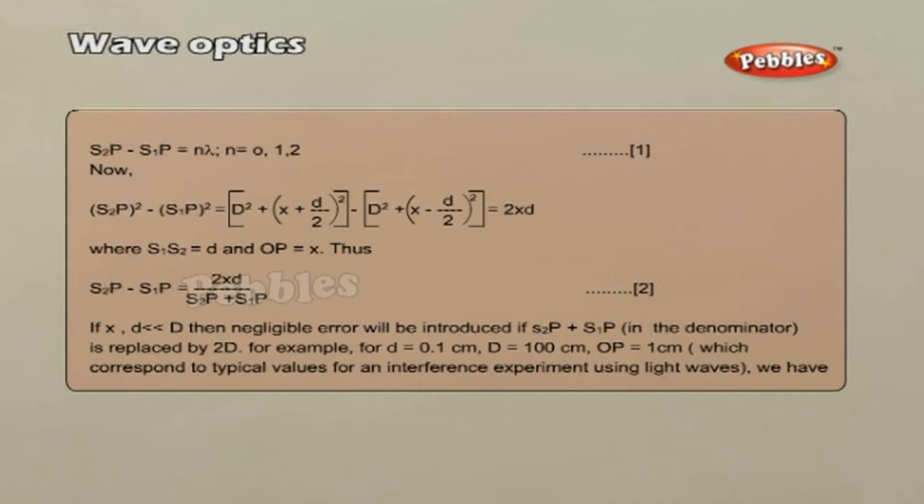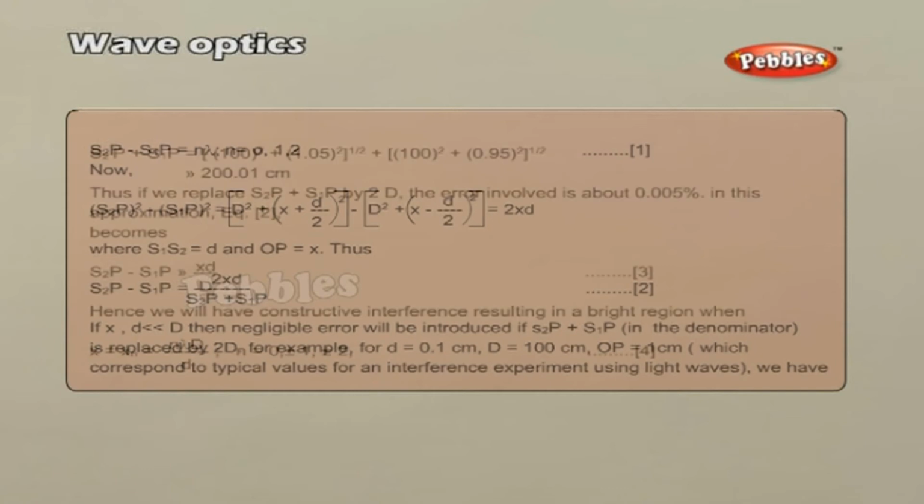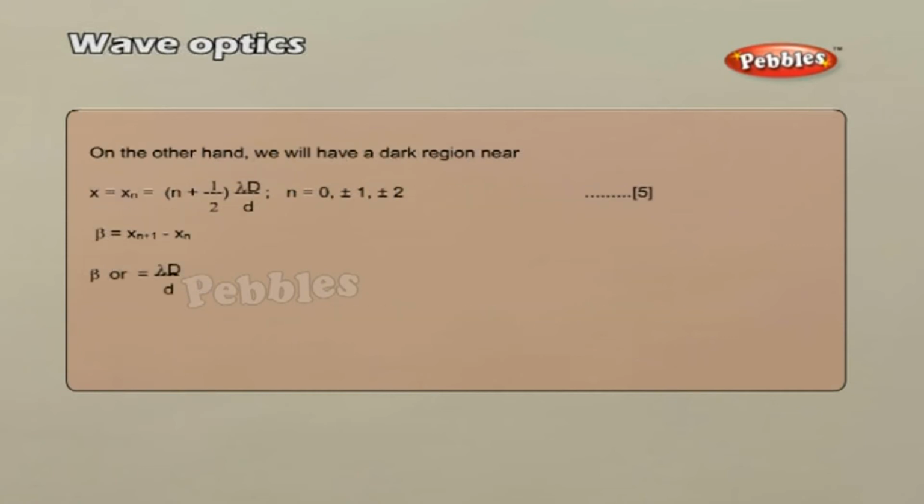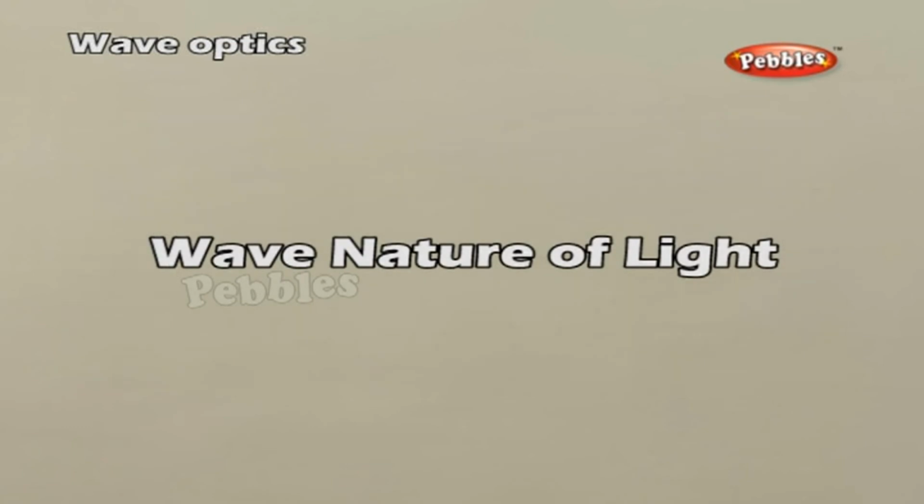The positions of maximum and minimum intensities can be calculated as shown. Thus, dark and bright bands appear on the screen as shown. Such bands are called fringes. Equations 4 and 5 show the dark and bright fringes are equally spaced, and the distance between two consecutive bright or dark fringes is given by beta equals lambda D by d, which is the expression for fringe width.